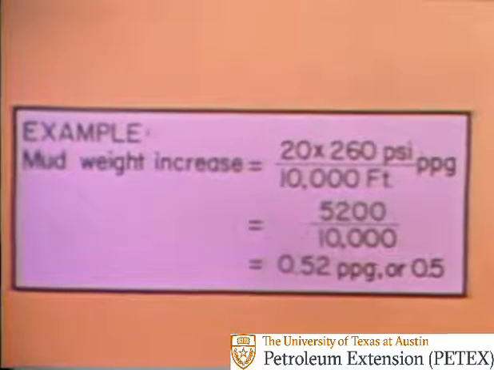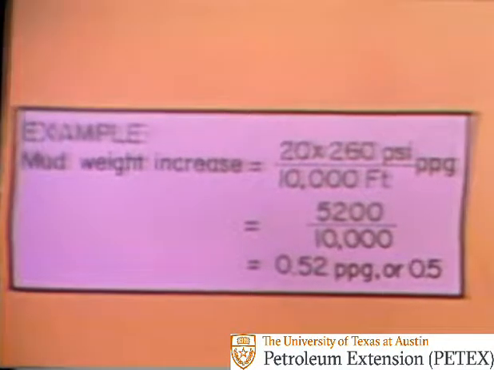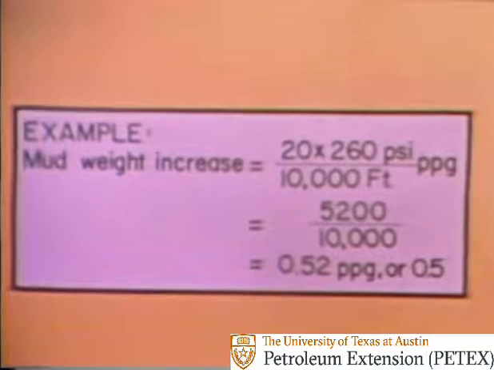We plug into the formula our data obtained from the shut-in condition, the 260 psi drill pipe pressure reading, and the depth of the hole. Multiplying the top two numbers together, we get 5,200 over 10,000 ppg.